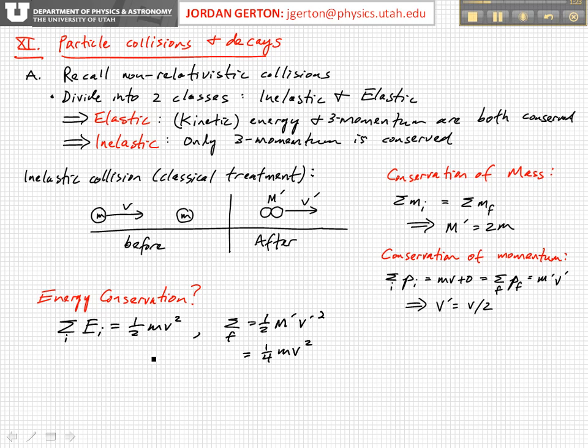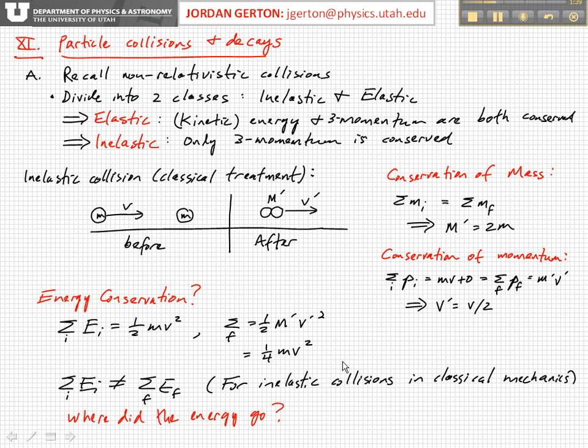So we can see these two things do not agree, so it is not conserved, at least in this case. Okay, so it's natural to ask where this energy went. Where did this missing energy go?